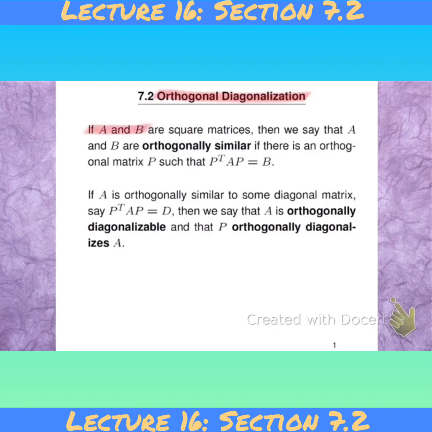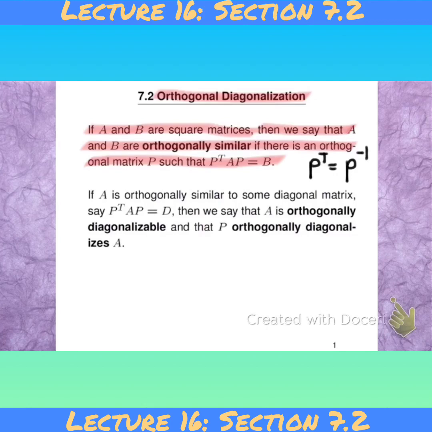Now, if A and B are square matrices, then we say that A and B are orthogonally similar if there's an orthogonal matrix P such that P's transpose A times P is the matrix B. Now, an orthogonal matrix P is a matrix where its transpose is its inverse. Okay, so this is similar to the definition of when two matrices are similar.